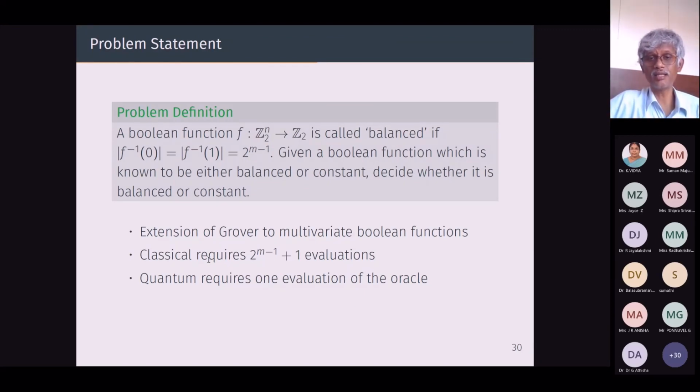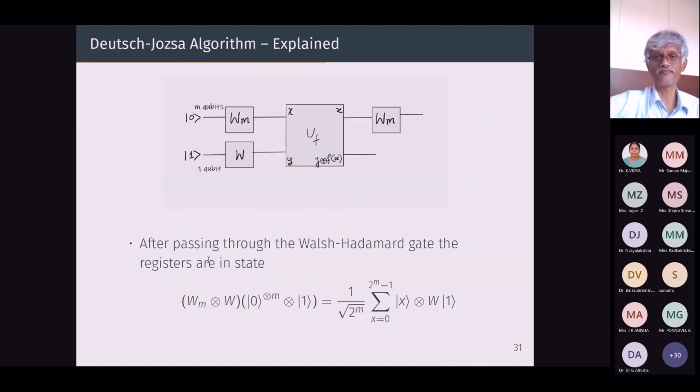So the classical approach requires 2 to the power n minus 1 plus 1 evaluations, right? If you see that you again get either a 0 or 1, we say that it is balanced. Otherwise, we say that it is constant. Okay. The quantum algorithm requires one evaluation of the oracle. So you have to make 2 to the power n minus 1 plus 1 evaluations in the classical sense, but in quantum, you are going to make just one evaluation of the oracle.